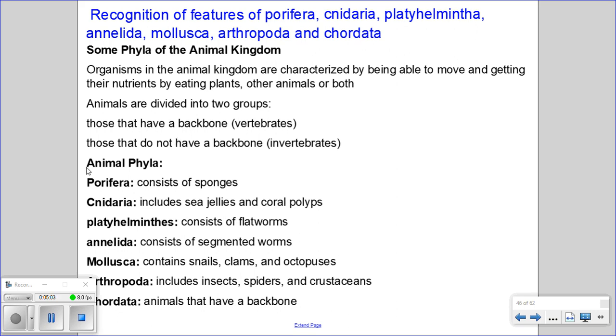The animal phyla that we will cover are the Porifera, which consists of sponges, the Cnidaria, which includes sea jellies and coral polyps, Platyhelminths, which consists of flatworms, the Annelida, which consists of segmented worms, the Mollusca, which contains snails, clams, and octopuses, the Arthropoda, which includes insects, spiders, and crustaceans, and the Chordata, which are animals that have a backbone.